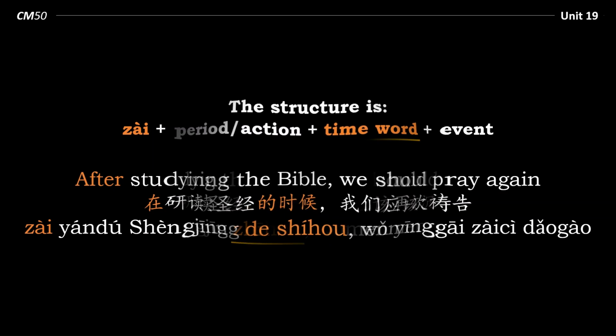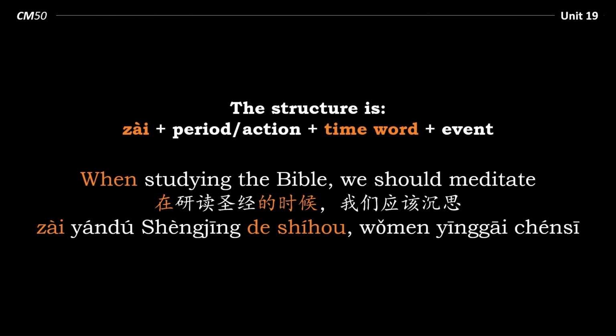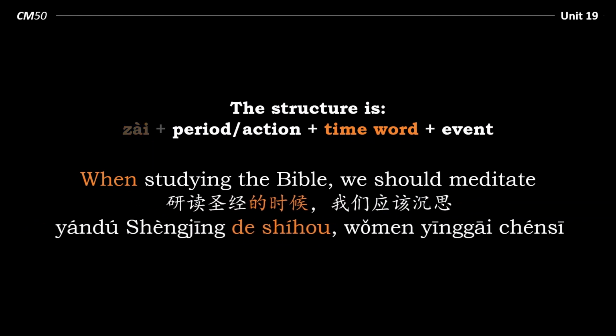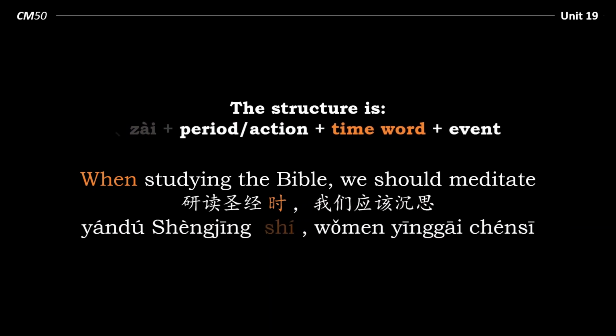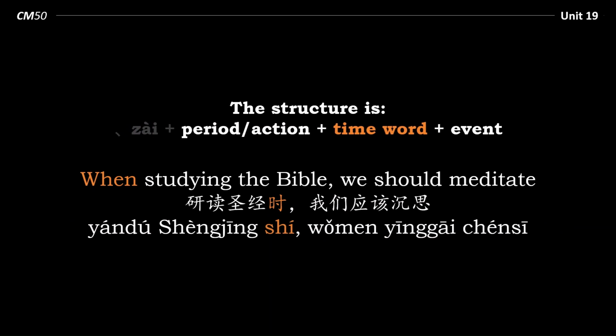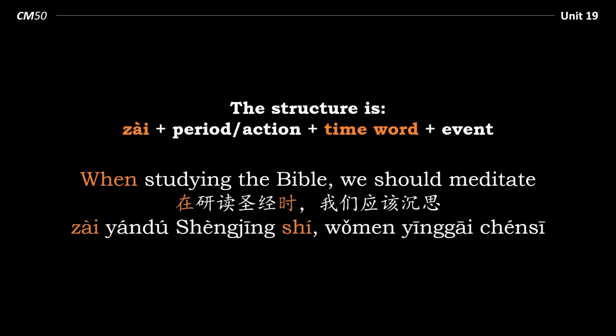Now, just a final note, coming back to this original sentence, 在研读圣经的时候. Now, in these kind of sentences, it's actually possible to omit 在 and just say 研读圣经的时候. We can even abbreviate the 时候 to 时 and say 研读圣经时. We can also bring back in 在 and say 在研读圣经时. Either one of these is valid and acceptable, and it's just down to personal choice.